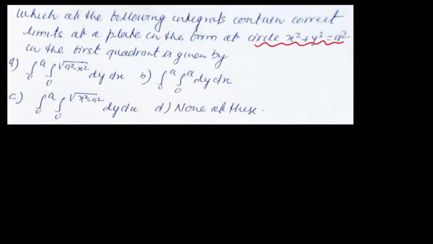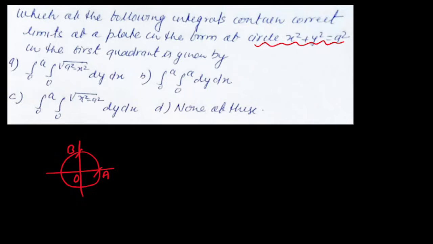Which of the following integrals contains the correct limits of a plate in the form of a circle in the first quadrant? So there is a circle whose equation is x square plus y square is equal to a square. We have to consider the plate, meaning the inside of this circle, right? And we have to consider the first quadrant. Let me call this the first quadrant. So we have to consider the quadrant OAB.